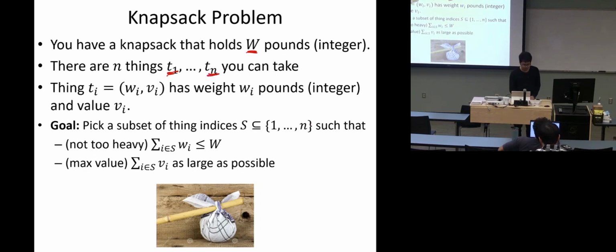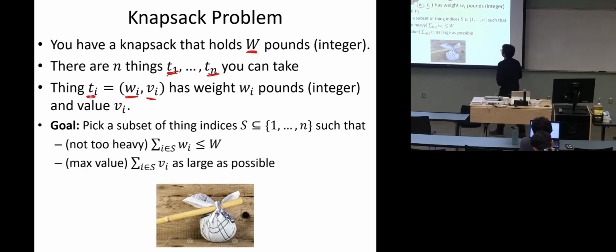Each thing Ti has two numbers. That is, it has a weight Wi, and also it has a value Vi. Okay. Natural question: you want to pack as much as you can into your knapsack, and you want to maximize the value.